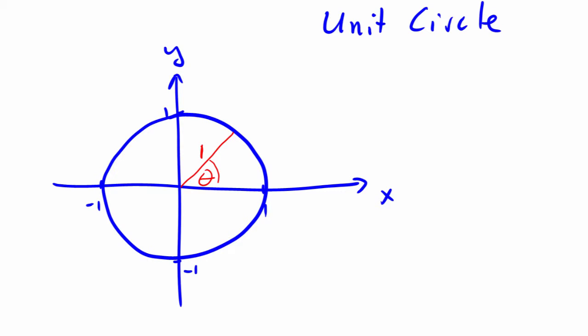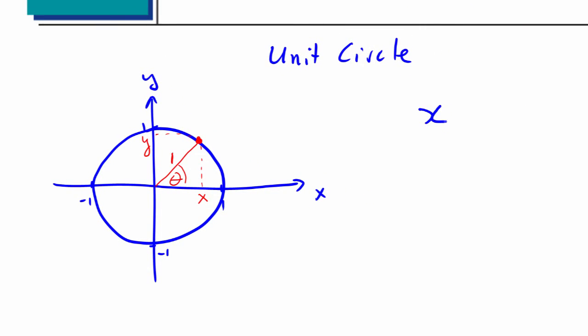Now for any particular angle theta, we can ask what the coordinates of that point on the unit circle are. So in other words, we can ask what the x-coordinate is of that point, and we can ask what the y-coordinate of that point is. Now one way to think about the definition of cosine is it is the x-coordinate of that point. So the x-coordinate of that point is equal to the cosine of that angle. And likewise, one way to think about the sine is to recognize that the y-coordinate of that point is equal to the sine of that angle. That's one way to understand the definition of sine and cosine.